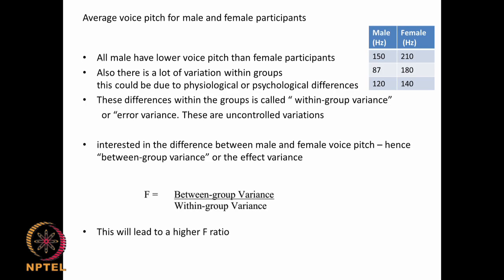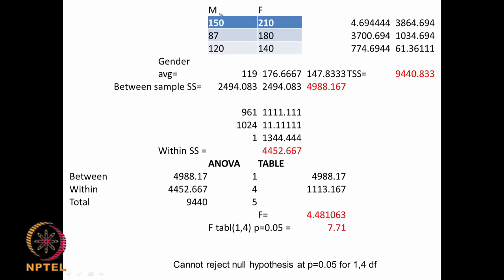Okay, so let us look at this problem. 150, 87, 120, that is the male pitch, and 210, 180, 140 is the female pitch. So, I add all these 3, divide by 3, I will get the average. This is the male average. Similarly, add all these 3, divide by 3, this is the female average. If you take an average of 119 and 176, I will get the global average, that is the overall average.